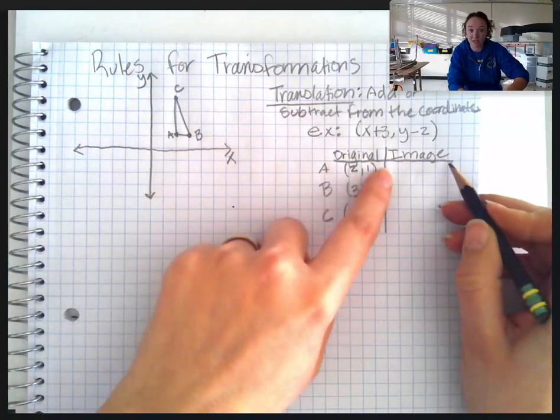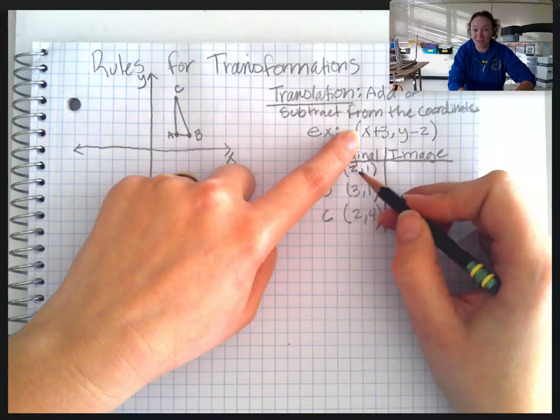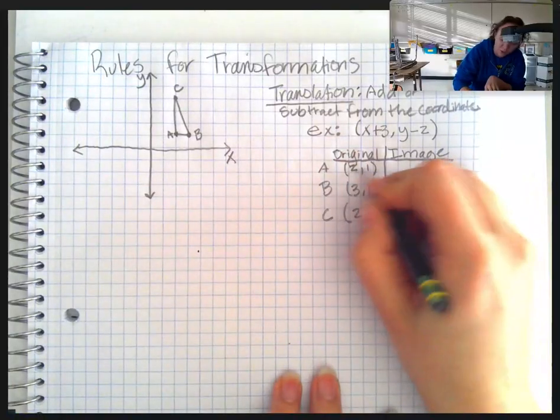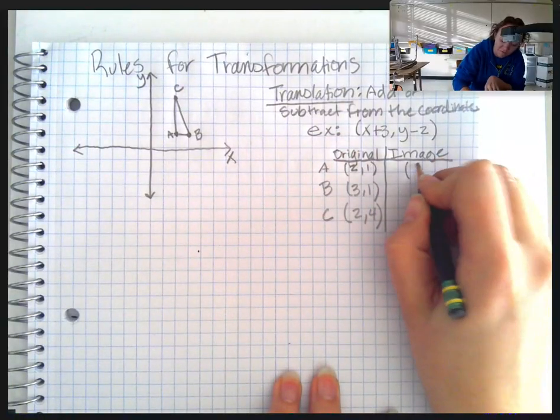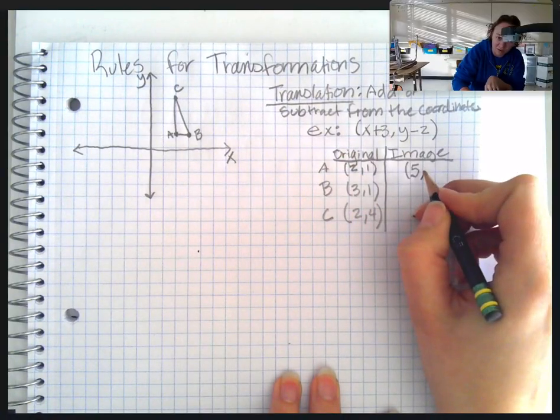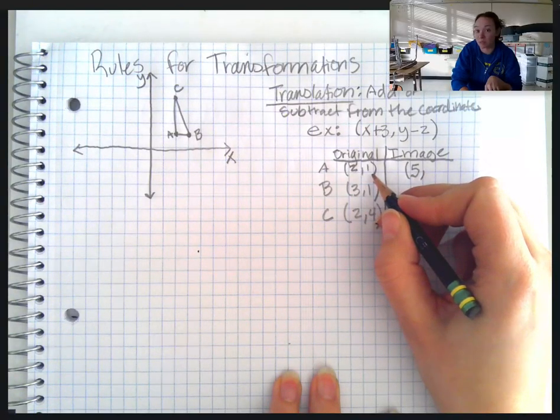Okay, now my image, I said that I'm going to move to the right 3. So I'm going to take each X coordinate and I'm going to add 3 to it, and that's going to move it 3 units to the right. So 2, 1 is going to become 5 because 2 plus 3 is 5. And then the Y coordinate, I have to subtract 2. So instead of 1, it's going to be at negative 1.